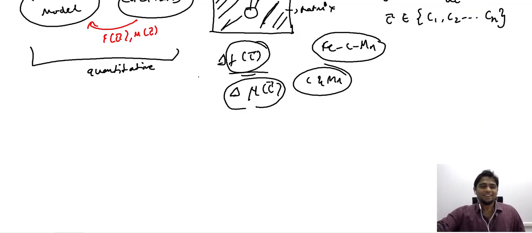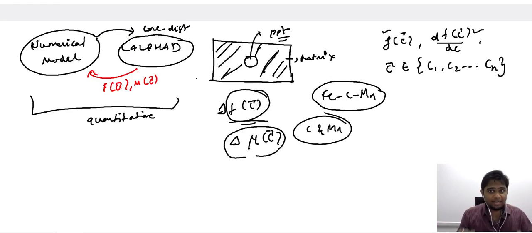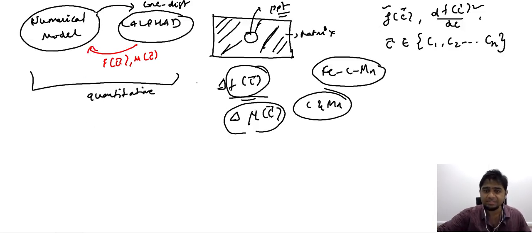Now, the other approach, a numerically approximated approach, starts from what this CalFAD essentially gives us, which is data points. For a given concentration, it gives us a given free energy value and a given chemical potential value. So what it essentially gives us is a set of data points.